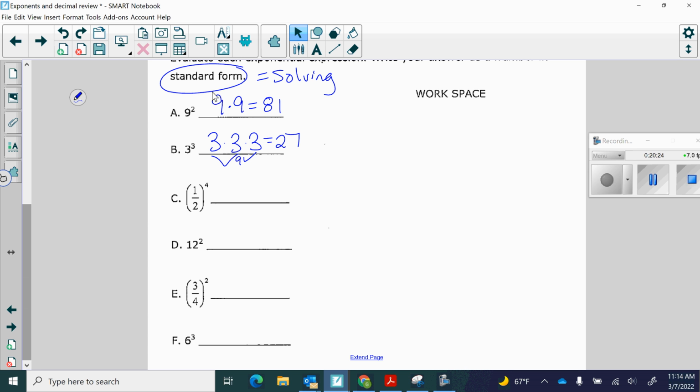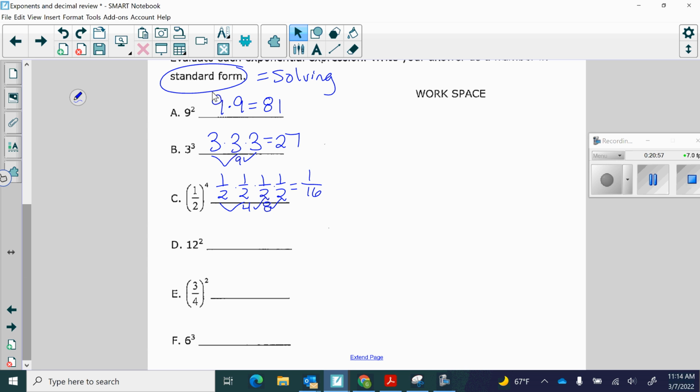1/2 to the power of 4, or to the 4th power. Emily? All right, and 1 times 1 is? 1. Times 1 is? Times 1 is? 1. All right, 2 times 2? 4. 4 times 2? 8 times 2? 16. So you get 1/16.